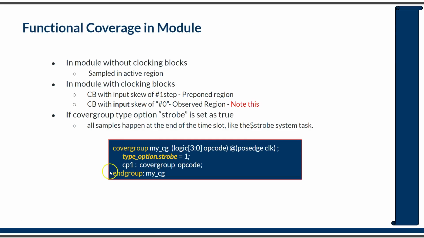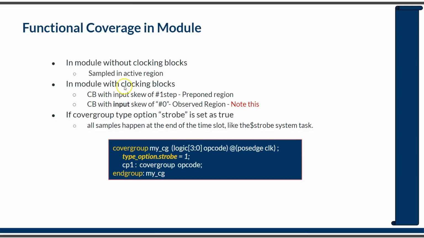And finally, we will look at the functional coverage. You can write the functional coverage items, the cover groups, either in a module or in a class. First we look at the module items. If you're writing a functional coverage item in a module without any clocking block, just a plain functional coverage item with plain functional cover points, then those will be sampled like any other module item. So those will be sampled in the active region.